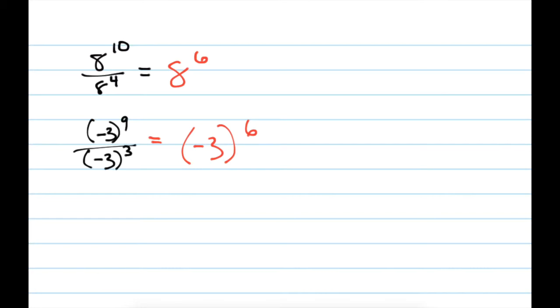Let's combine it with a property we learned yesterday. 5 to the 4th times 5 to the 8th over 5 to the 7th. Well, 4 plus 8 is 12, and 12 minus 7 is 5. So I'm left with 5 to the 5th.